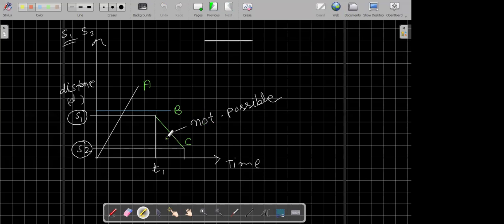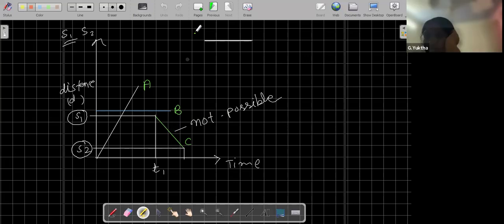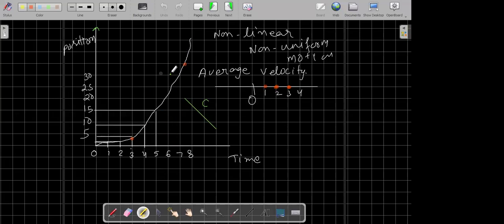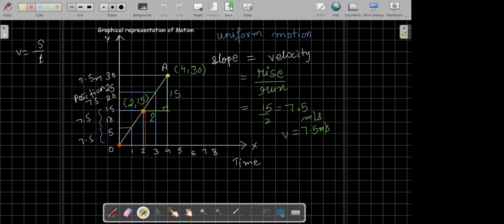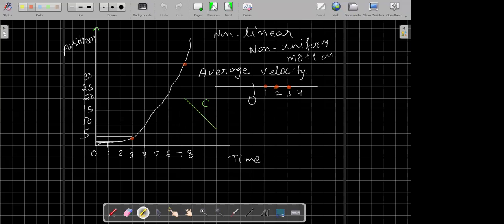Got it? Understood, everyone? Yes, sir. Okay. Anyone who has not understood? Sampath? Yukta? Sir, I understood. Okay, what about this? Okay, what does it represent then?